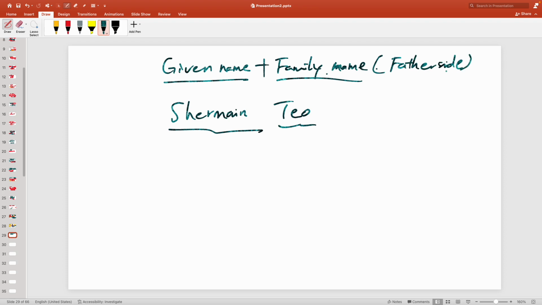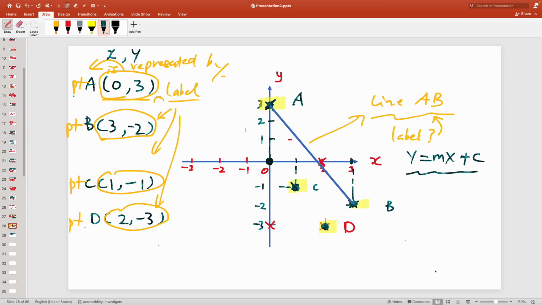Do you see that your name is also your label? Your label follows a pattern. The pattern is given name, then family name, and the family name must be from your father's side. Okay, good. So similarly, our point A also has a pattern. What's the pattern? The pattern is x coordinate first, then y coordinate.